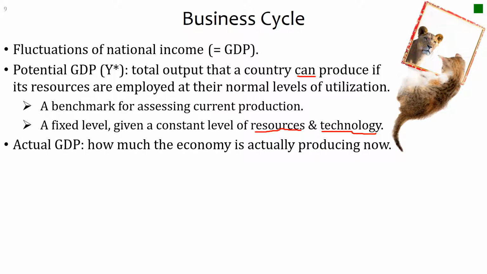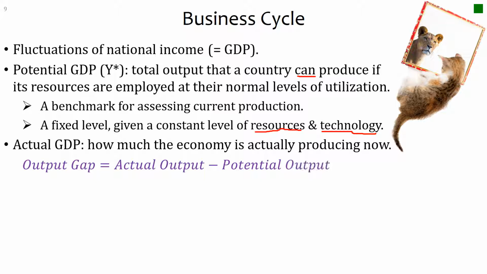The other kind of GDP is actual GDP, which is how much the economy is actually producing now. Not how much we could produce, but how much we are producing. And we have this simple formula of an output gap, which is actual output minus potential output. So the difference compared to our potential, how far are we away from our potential? That's the gap. And you can use these symbols, y minus y star.